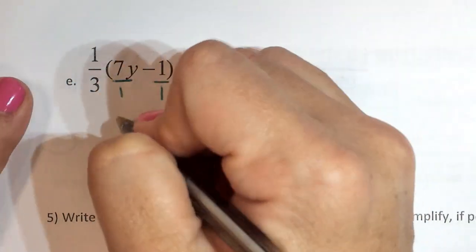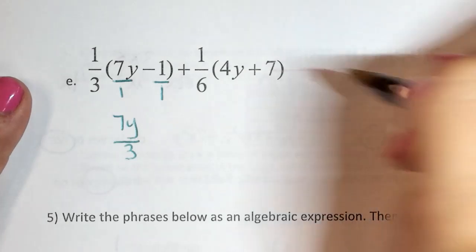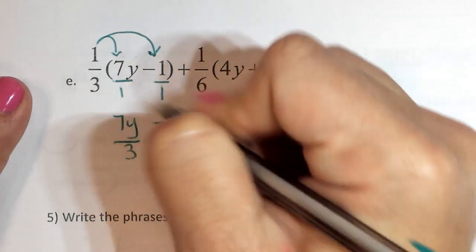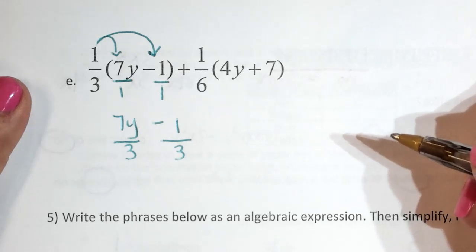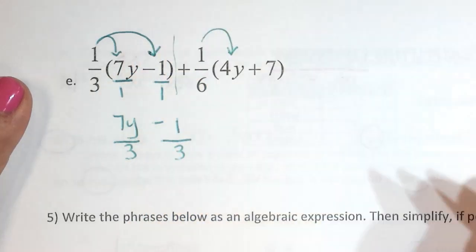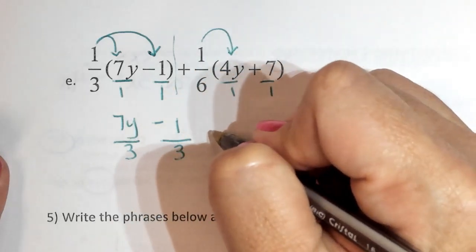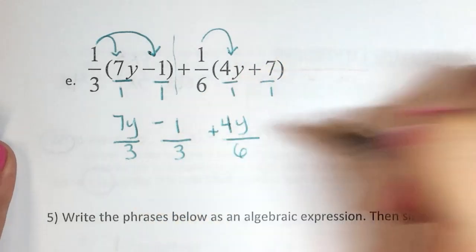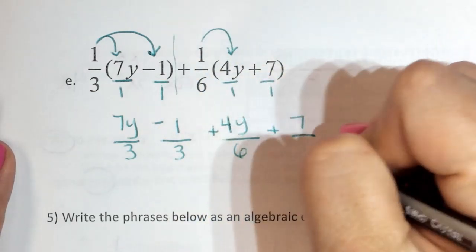Okay, so 1 times 7y is 7y, and 3 times 1 is 3. Because I'm distributing, 1/3 times -1, so 1 times -1 is -1 over 3 times 1 is 3. Everybody okay with that? Yes. So again, that's that side, so now I'm going to distribute the 1/6. So I can make these fractions. 1 times 4y, and it's a positive 1, so plus 4y over 6 times 1 is 6. Plus 7 times 1 is 7 over 6 times 1 is 6.